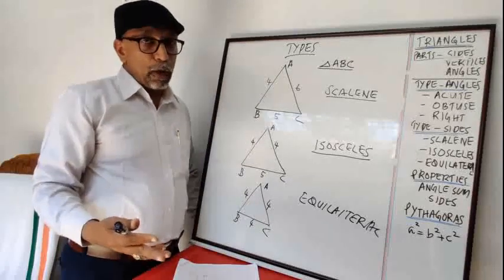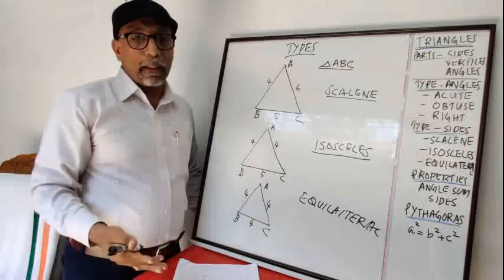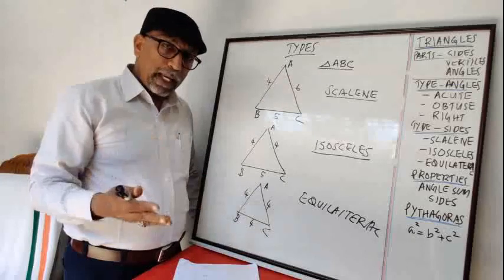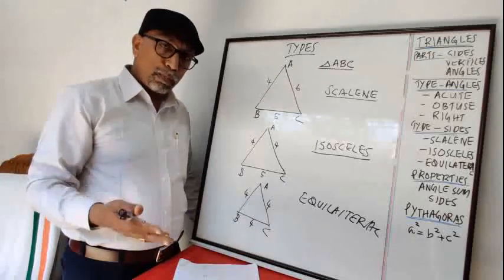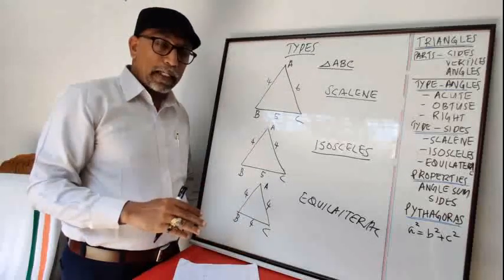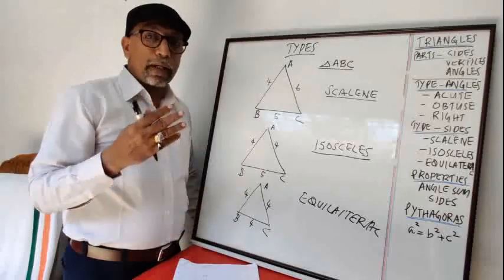So totally we have 6 names, 3 by looking at the angles and 3 by looking at the sides. By looking at the angles, we have 3 names: acute triangle, obtuse triangle, right triangle. And by looking at the sides, we have scalene triangle, isosceles triangle, and equilateral triangle.